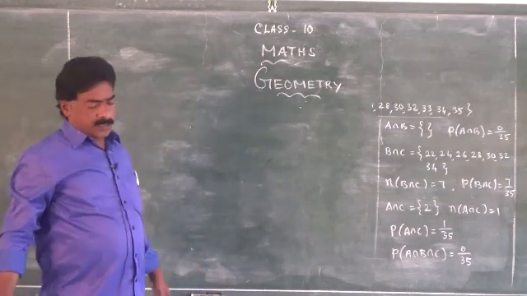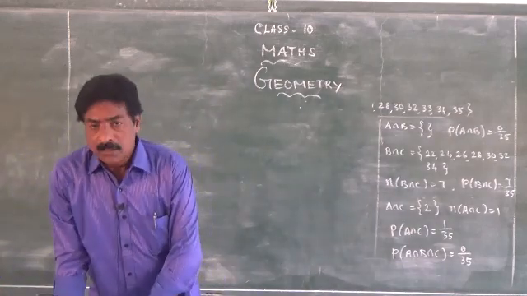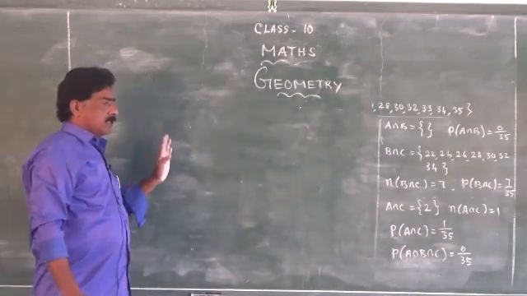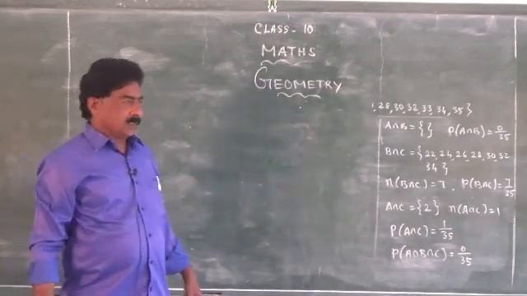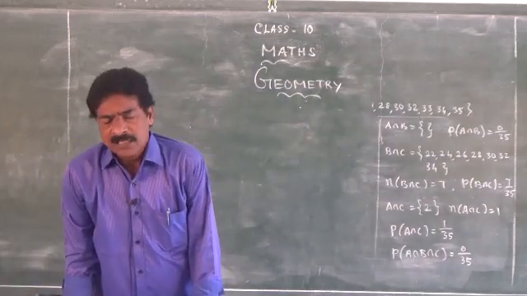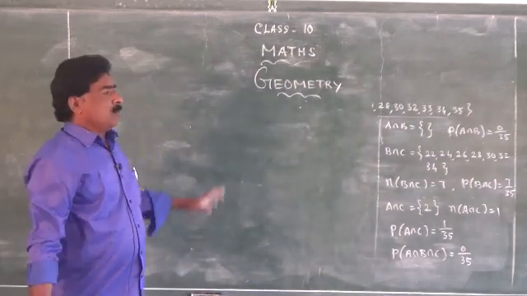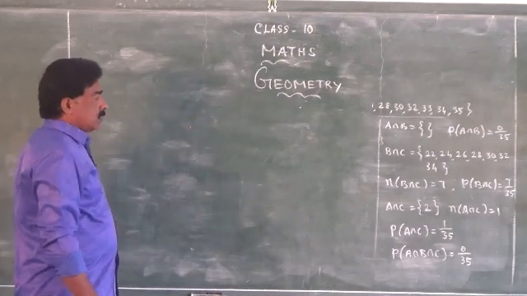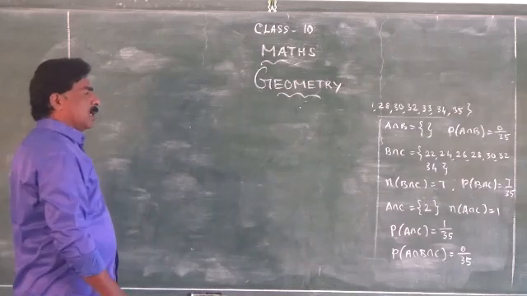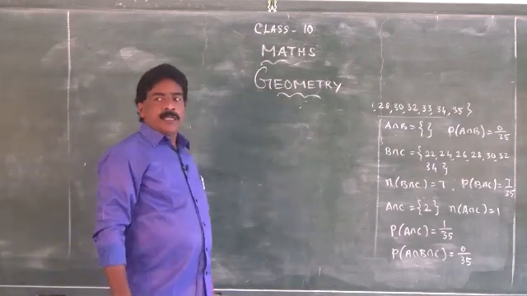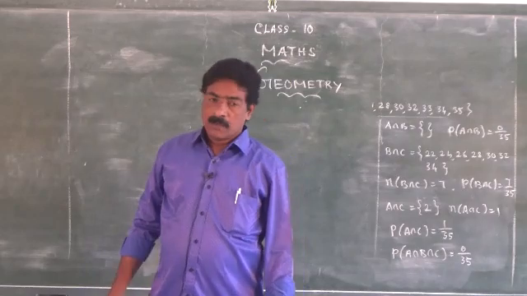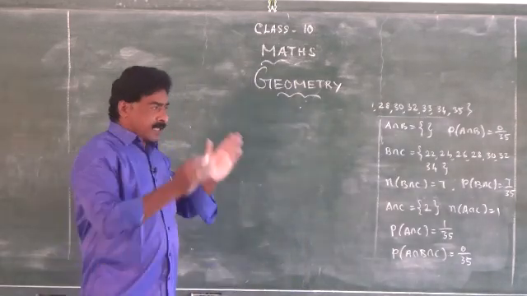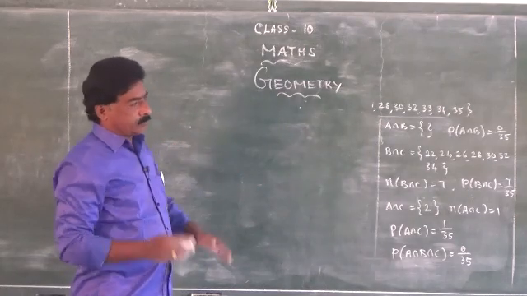In 10th standard here, we are going to learn about geometry, the first chapter, first exercise: similar triangles. What is similar? In lower classes, we learned congruent. What is the difference between similar and congruent? We say two triangles are congruent. Congruent means two geometrical figures having the same size and same shape.